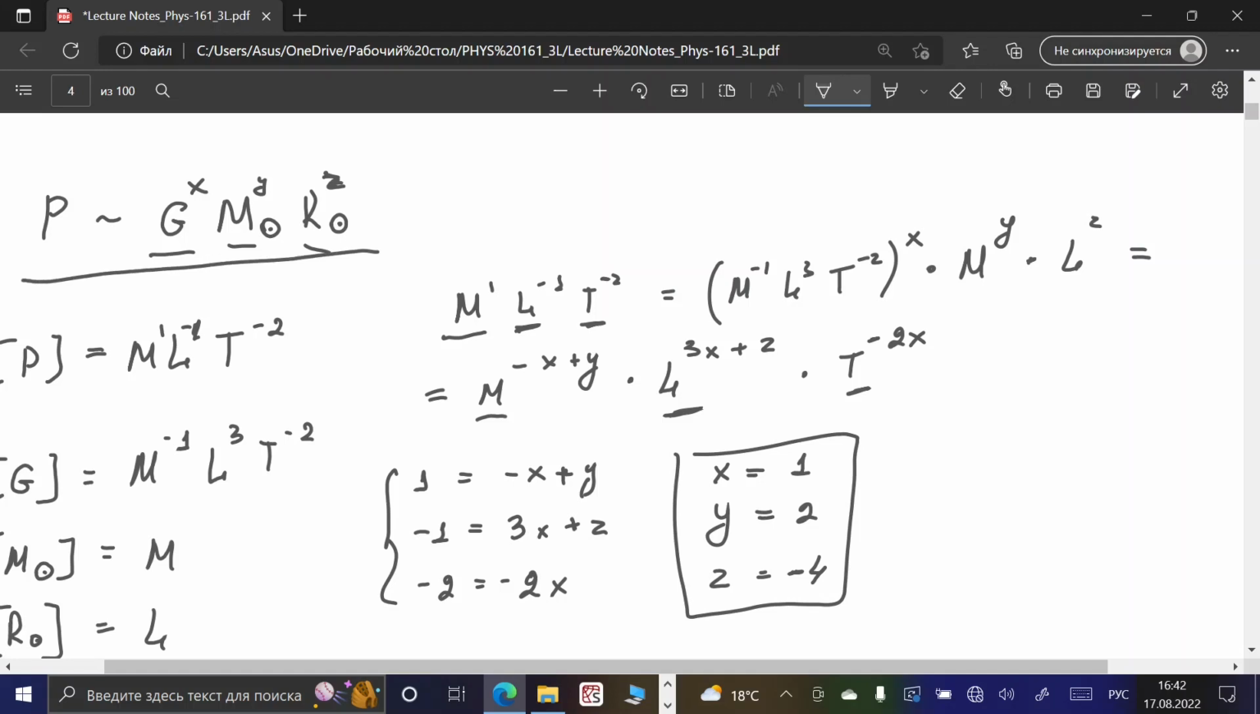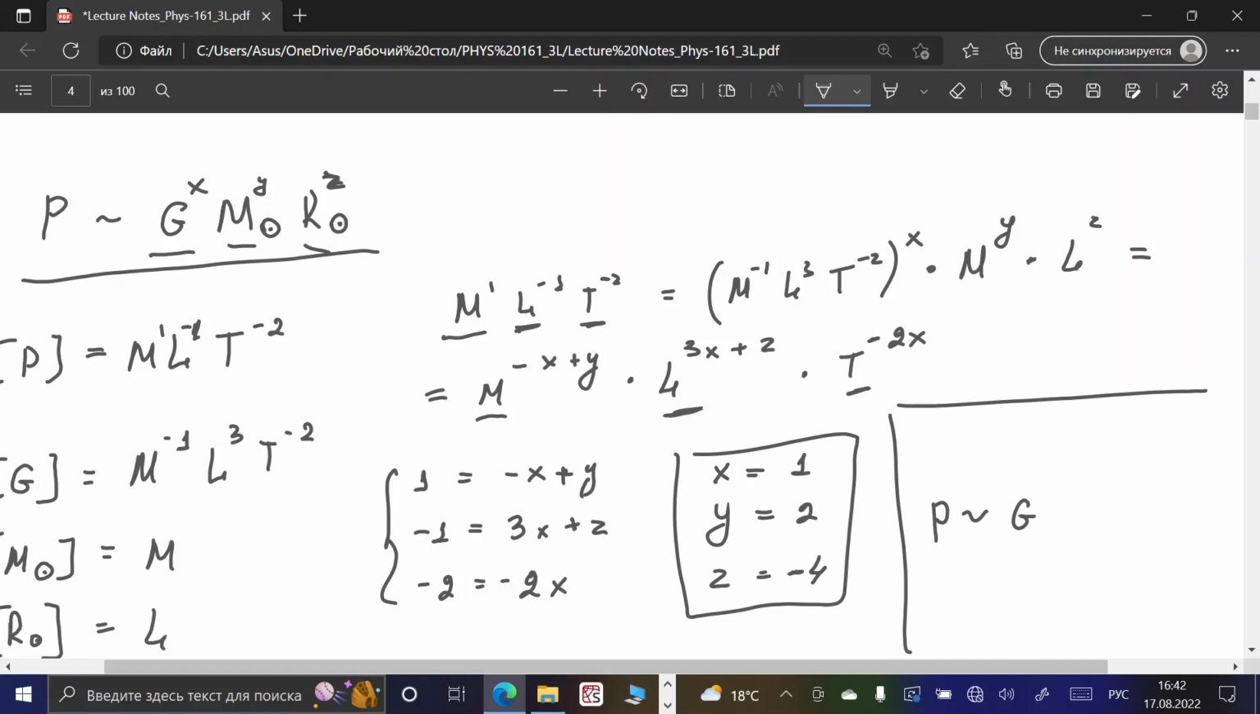We started with this suggestion for pressure inside the star. So now let us substitute, instead of x, y, z, the values which we determined. So we get P, pressure inside the star, let's say our sun, will be proportional to G, the gravitational constant in power 1, so we just don't write it.